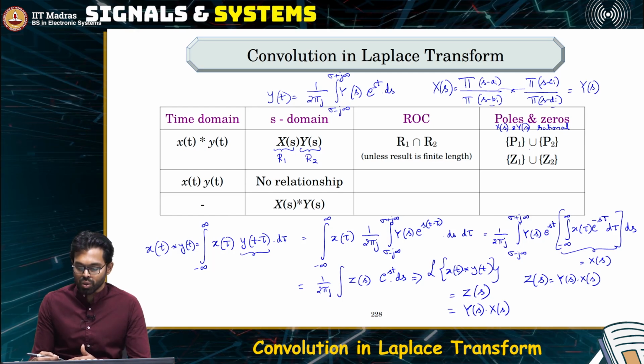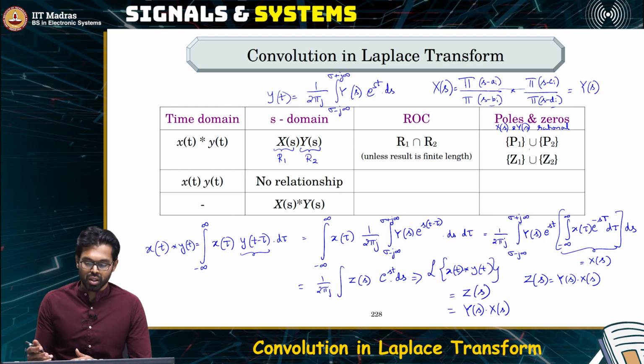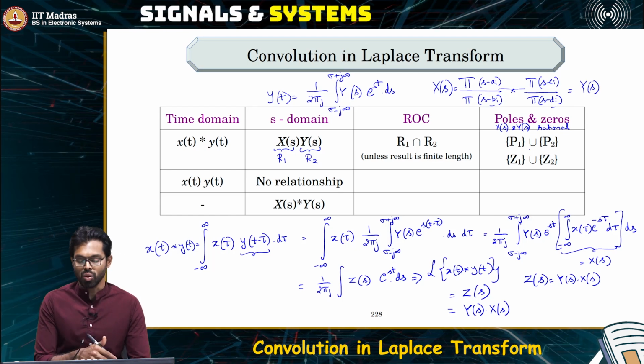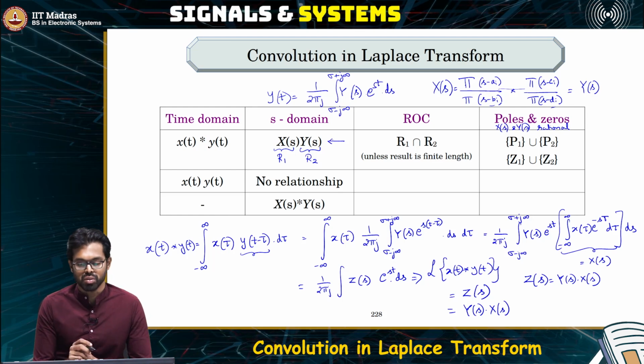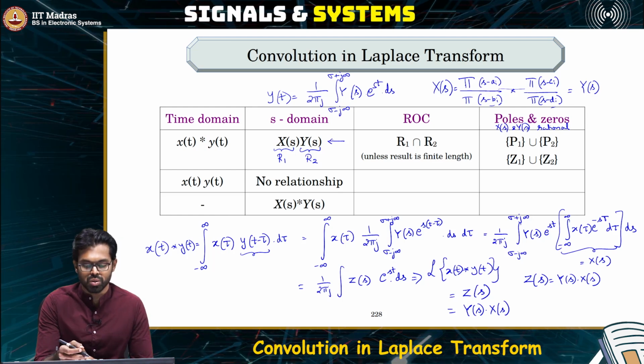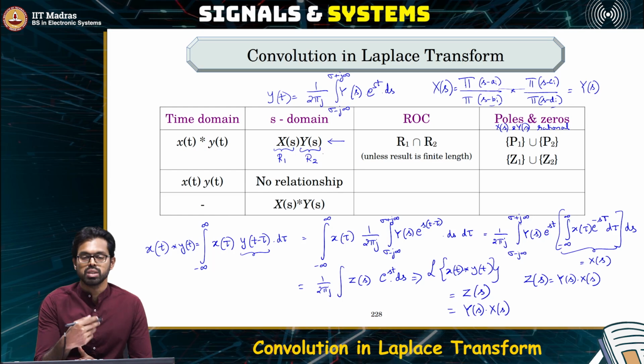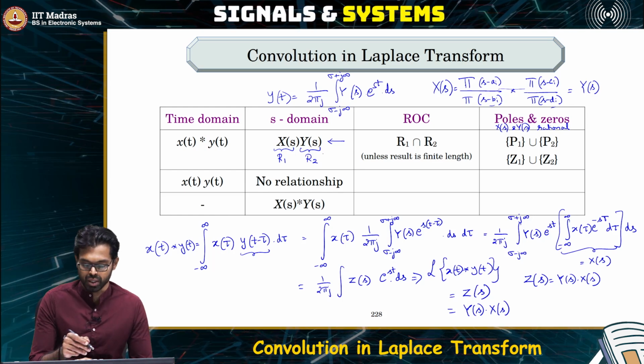Now the poles and zeros are included with one another. So the poles of X of s are also poles of this product. The poles of Y of s are also poles of this product. The zeros of X of s are also zeros of this product, and the zeros of Y of s are also zeros of this product.